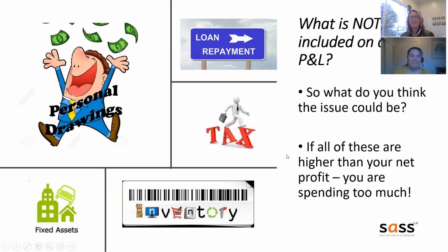Yeah. That's right. And that P&L we looked at before, I think it had a $10,000 net profit at the bottom. So just as a really crude way of doing it, look at all of these other things that happened in that month: personal drawings, fixed asset purchases, loan repayments, tax, and all of that. Add those all up and then take that off that net profit. That's a real simple way of saying, well, am I spending too much or am I not?